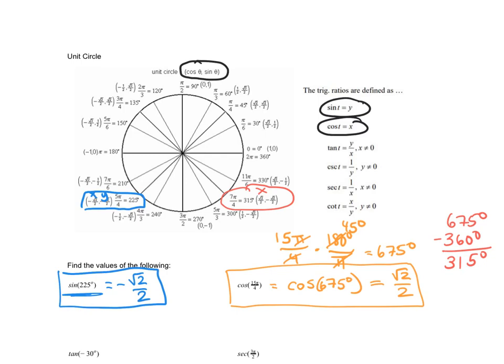So if you don't have a copy of the unit circle, you could certainly use this one, or print out one of the bigger ones if you don't have the one from pre-calc. That'd be pretty helpful.